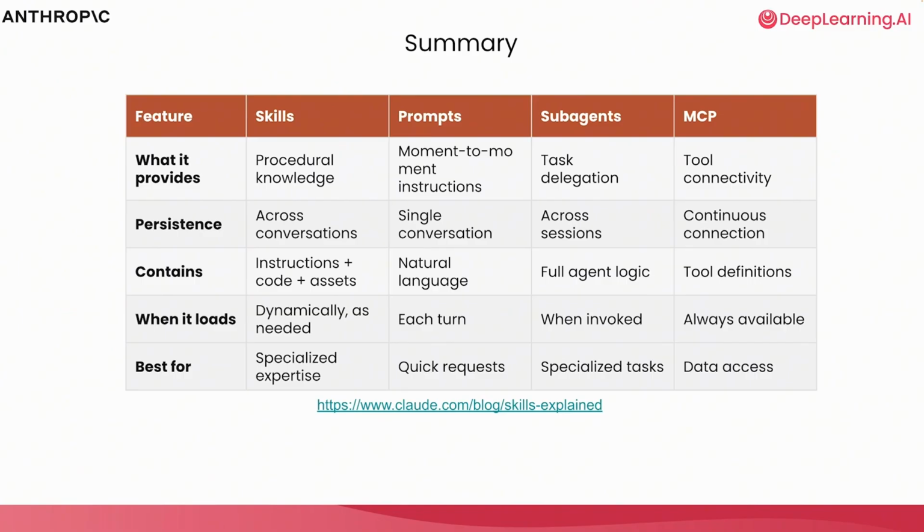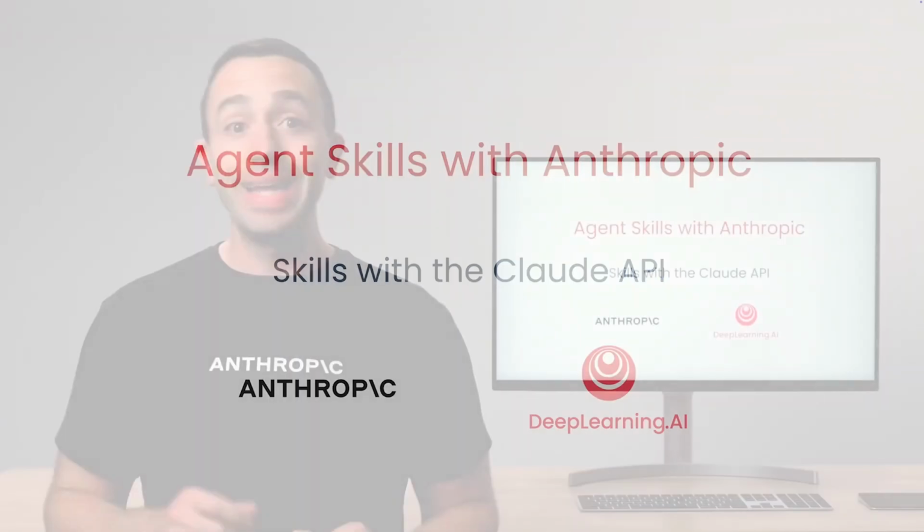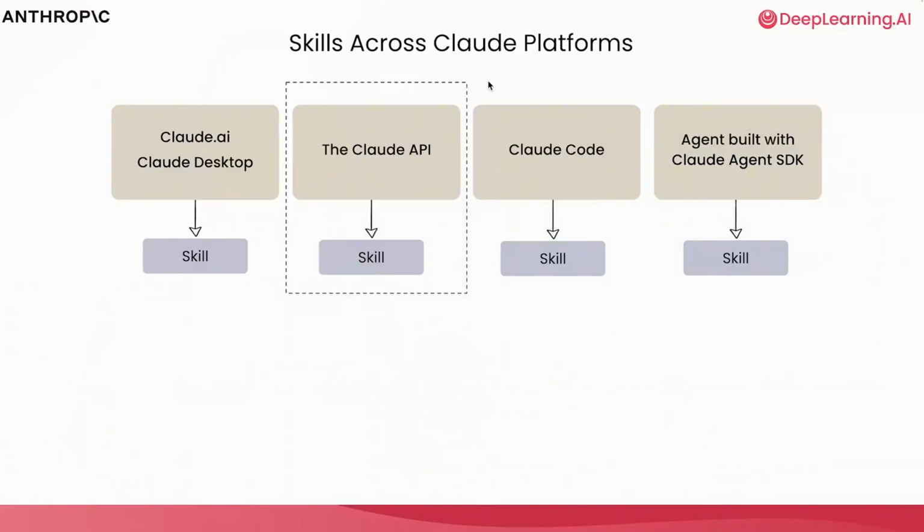In the first lesson, you saw how skills work with Claude AI. Now we'll work with the Claude API to test the two skills we made from the previous lesson. To use skills with the Claude API, we'll need to use the code execution tool and the files API. This will equip Claude with file system access for reading and writing files, and with Bash for executing code. Let's get to it.